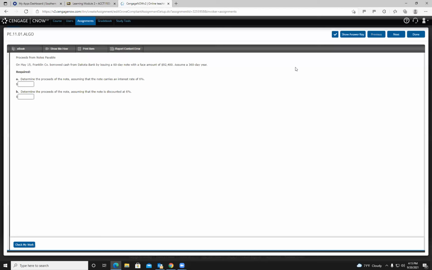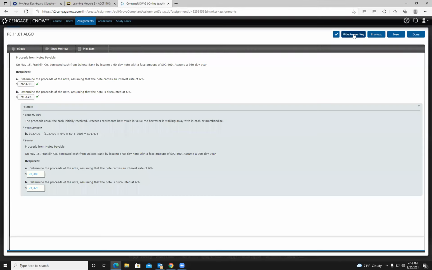All right, the first problem is talking about proceeds from a notes payable. It says on May 15th, Franklin Company borrowed cash from Dakota Bank by issuing a 60-day note with a face amount of $92,400. For the sake of math, assume a 360-day year. I'm going to click on the answer key because I like how it shows how they came up with the answer.